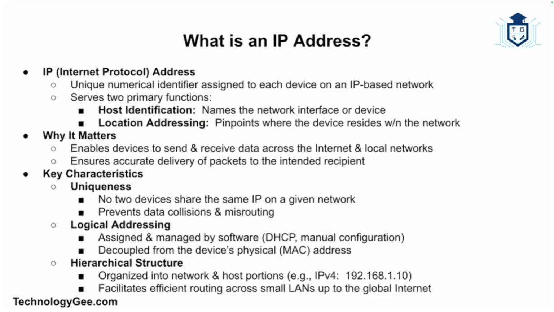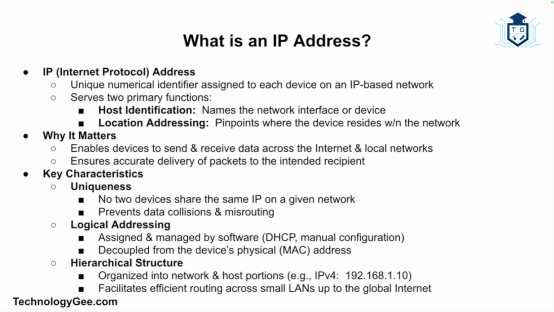All right, so first things first, what is an IP address? An IP address is a unique numerical identifier assigned to each device connected to a network that uses the internet protocol for communication. It serves two primary functions: identifying the host or network interface and providing the location of the host in the network. And this enables devices to communicate with each other over the internet or local networks.